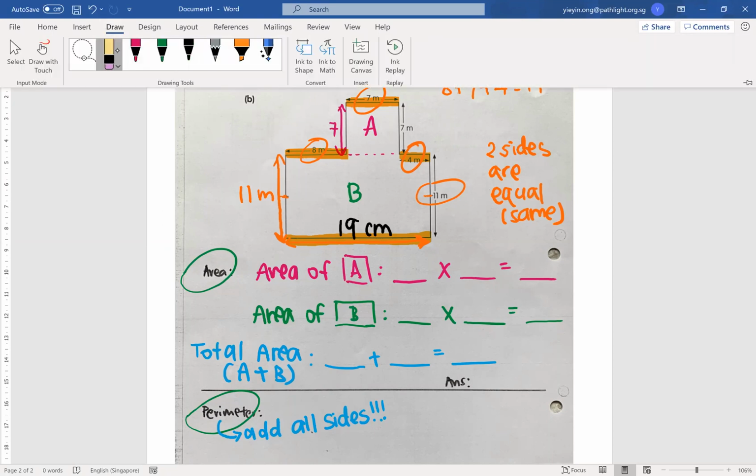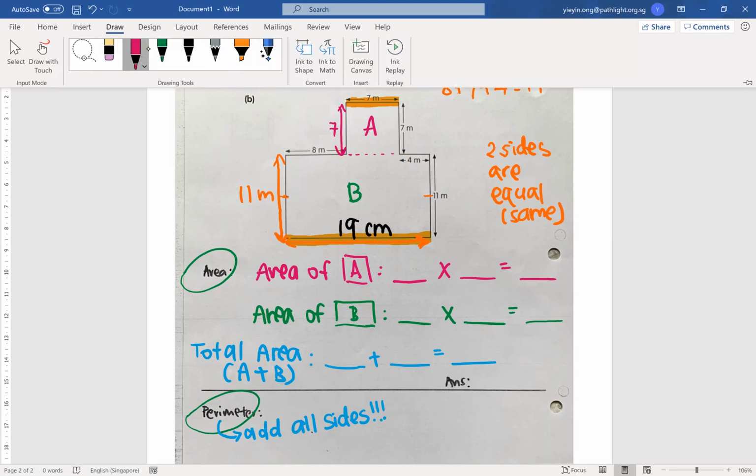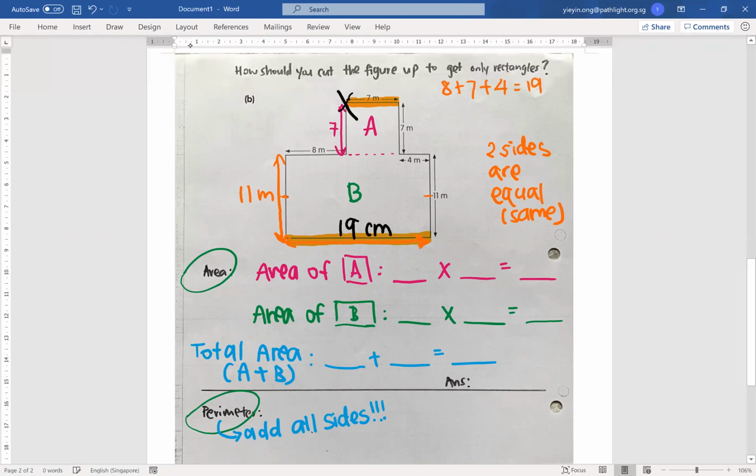Now you can find the perimeter easily. You just have to add up all the sides. Okay, then remember to put a cross. This is the starting point for your perimeter. Okay, to walk one round around the figure. All right, so finish up this question by yourself.